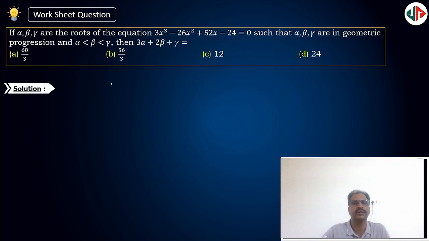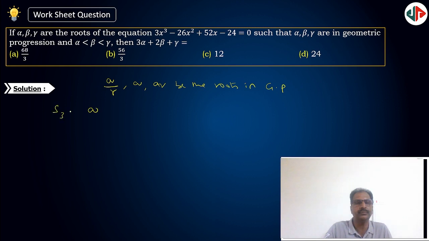Next, let alpha, beta, gamma be the roots of the equation such that they are in GP. So let the roots in GP be a by r, a, a r, which are in geometric progression. Now first find S3. S3 is nothing but a by r into a into a r, which is 8. From this, a cube is equal to 8, a is equal to 2.